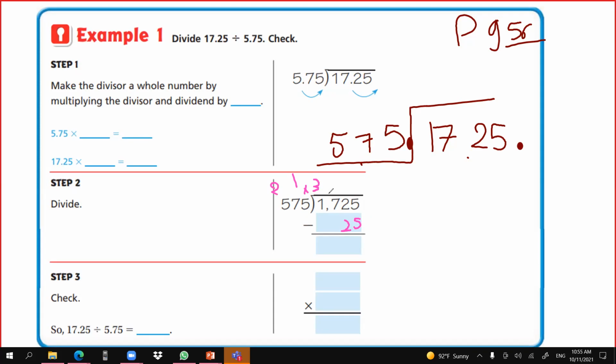Then 3 times 5 is 15, plus 2 is 17. Now 5 minus 5 is 0. 2 minus 2 is 0. 7 minus 7 is 0. 1 minus 1 is 0. So the answer is 3.